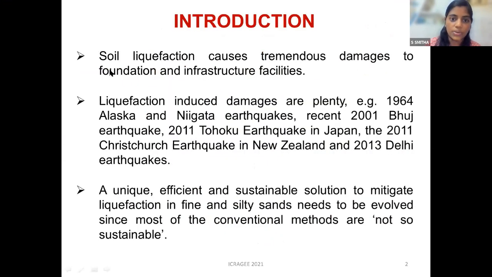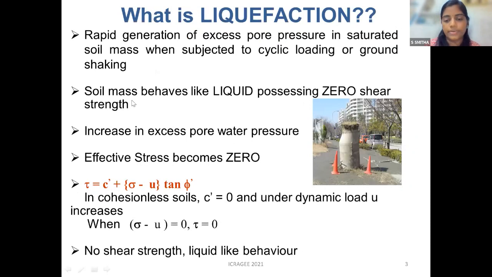So we have already seen that soil liquefaction causes tremendous damage to foundations and infrastructure facilities, and from many past earthquakes it is very visible. A unique, efficient, and sustainable solution to mitigate liquefaction in fine and silty sand needs to be evolved. But the already existing practices are not so sustainable, and therefore we need a sustainable and efficient solution for liquefaction mitigation.